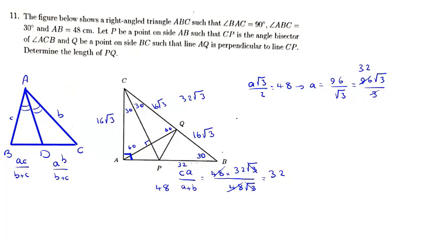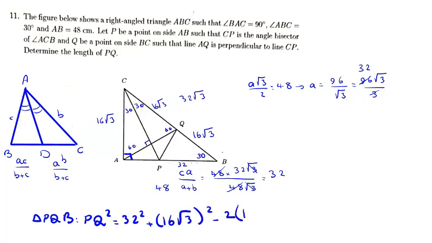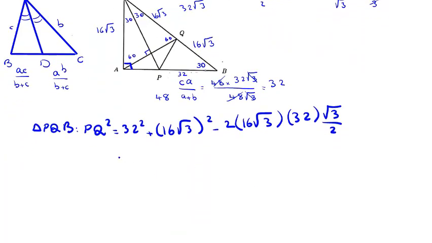Now let's use the cosine rule in triangle BPQ to find PQ. PQ squared is 32 squared plus 16 root 3 squared minus 2 times 16 root 3 times 32 times cos 30. Cos 30 is root 3 over 2. Now we can factor: 32 squared plus 16 squared times 3 minus, you can cancel these two, minus 16 times 32 times 3.